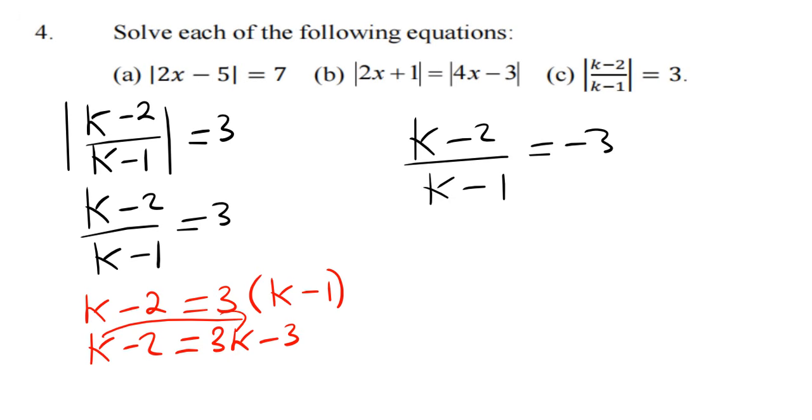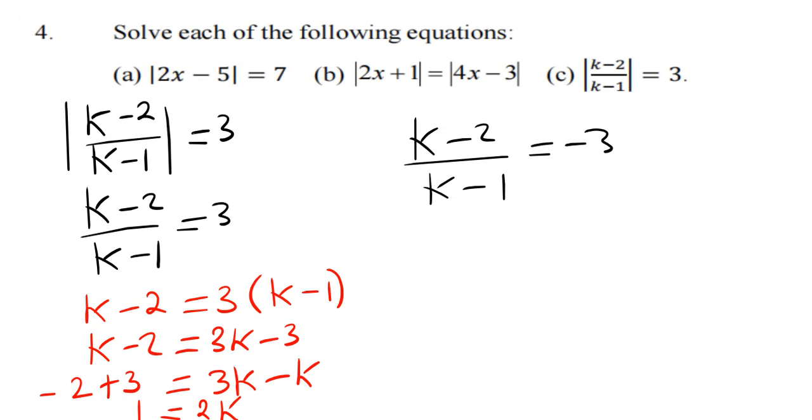Then I'm going to take the negative 3 to the other side. So this side I'm going to have negative 2 plus 3 equals 3k minus k. So negative 2 plus 3, that is 1. This will be equal to 3k minus k, that is 2k. So the value of k for this first part is a half when I divide by 2 on both sides.